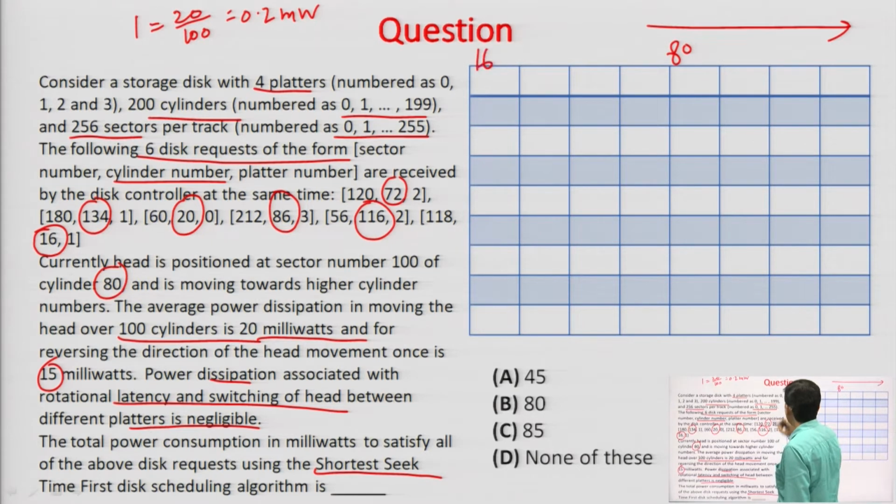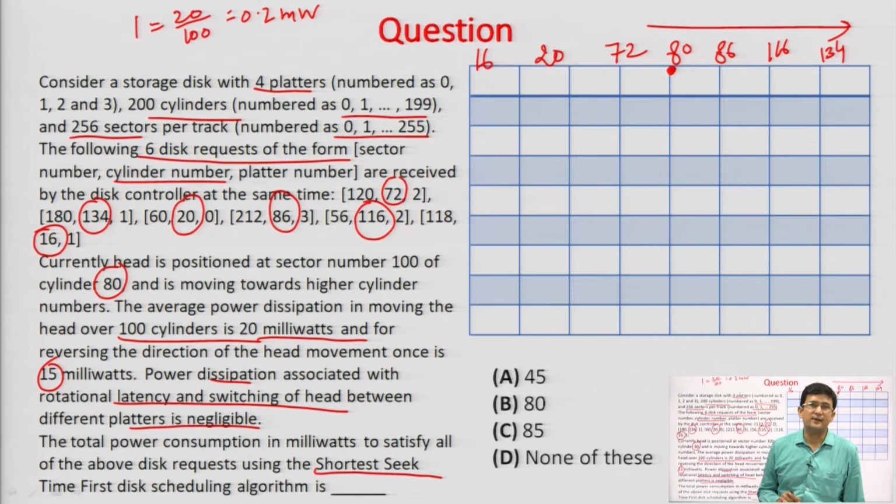So, 16 is the smallest request, and then 20, and then 72, which will come towards the left, and then 86 on the right of 80, and then 116 on the right of 80, and then 134 on the right of that. So, 80 is the current location. With the SSTF algorithm, you can see that there are two possibilities for this disk read write head. From 80, either it should go to 86 or 72. 72 is 8 distance apart and 86 is 6 distance apart. So, we should select to go to 86.